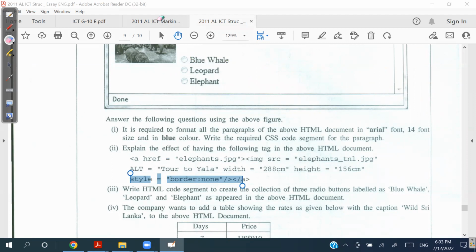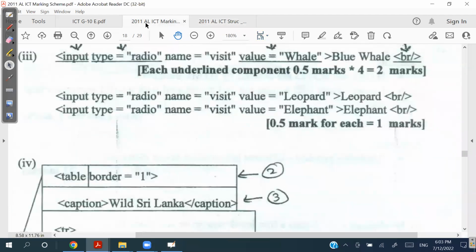So the marking shows you this input type equal radio should be in between double quotes. Name equal any particular name can be given. Value equal any particular value can be given. But blue whale, this particular word must match.